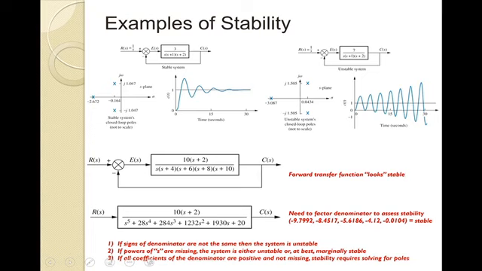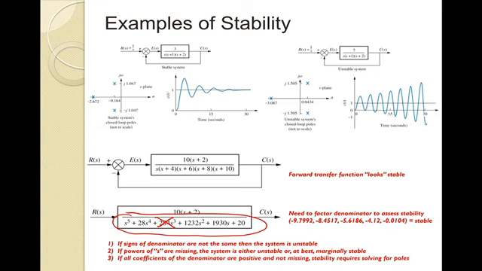There are some mathematical routines you can use to prove that, beyond the scope of this class. The second observation is if powers of s are missing. In this example I have s to the fifth, s to the fourth, s to the third, etc. If powers of s are missing, the system is either unstable or at best marginally stable. For example, if in this equation I didn't have this s cubed term, and I had s to the fifth, s to the fourth, s squared, and the s to the 1 term, because that's missing, I can't say it's stable. It's either going to be unstable or at best marginally stable because of some roots on the j omega axis.